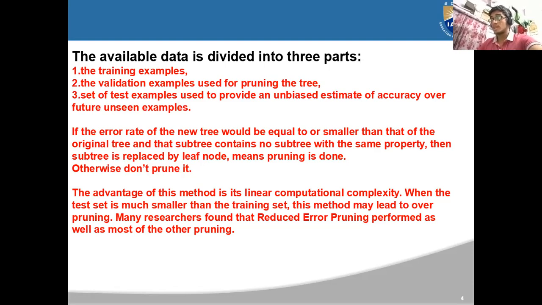So basically, if the error rate of the new tree would be equal to or smaller than that of the original tree, and the subtree doesn't contain a subtree with the same property, then the subtree is replaced by a leaf node, as we discussed, and pruning is done. Otherwise, don't prune it. This is the main exception, as we discussed.